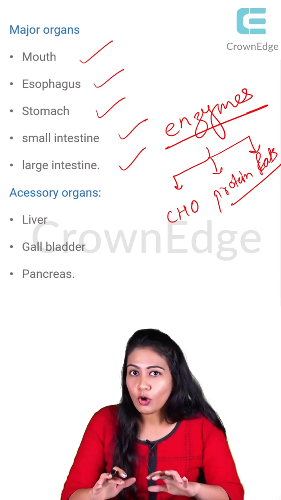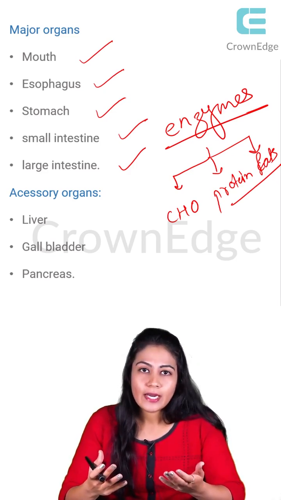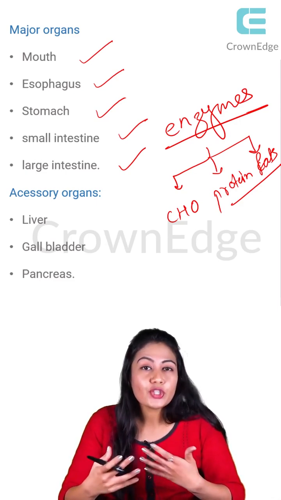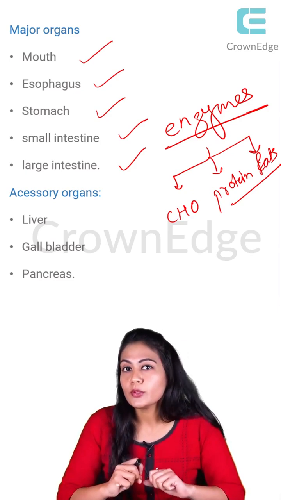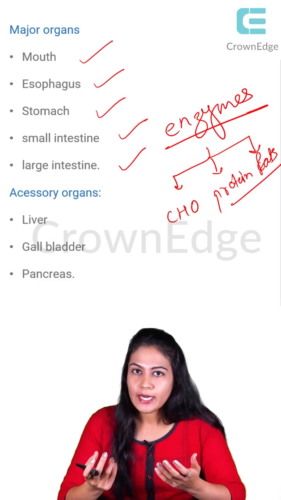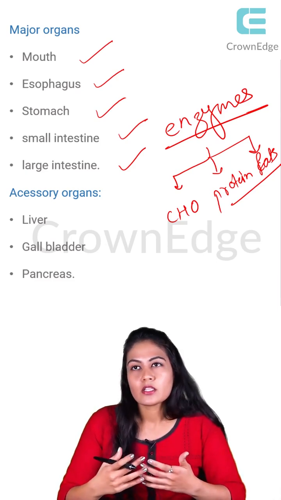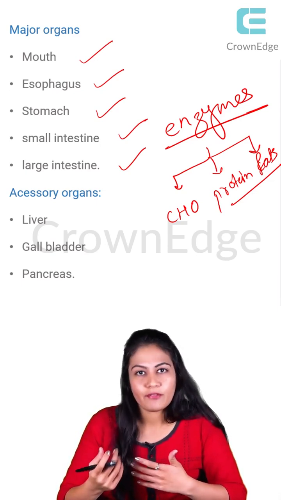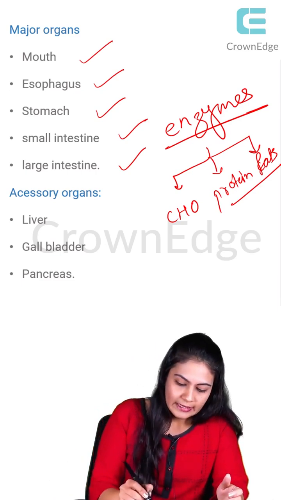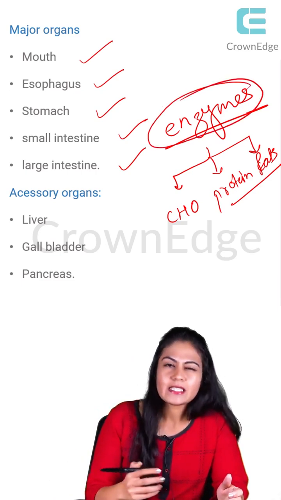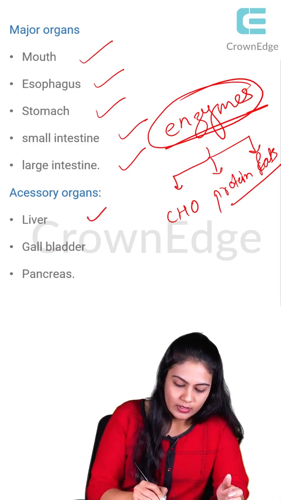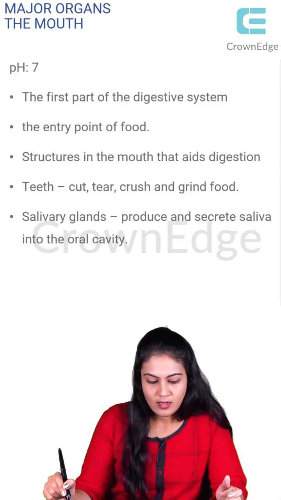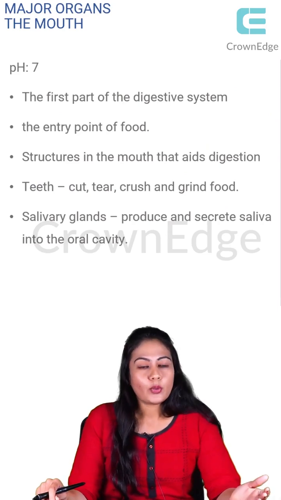Not only to absorb, but it can be stored, right? So it is a very economical and very efficient method to absorb the nutrients and to store them, right? So that whenever you need it, suppose you are fasting or starving, still your body will work efficiently. For these enzymes to be secreted, we need some accessory organs, right? What are those? Liver, gallbladder, and pancreas, right? So to start with the mouth.